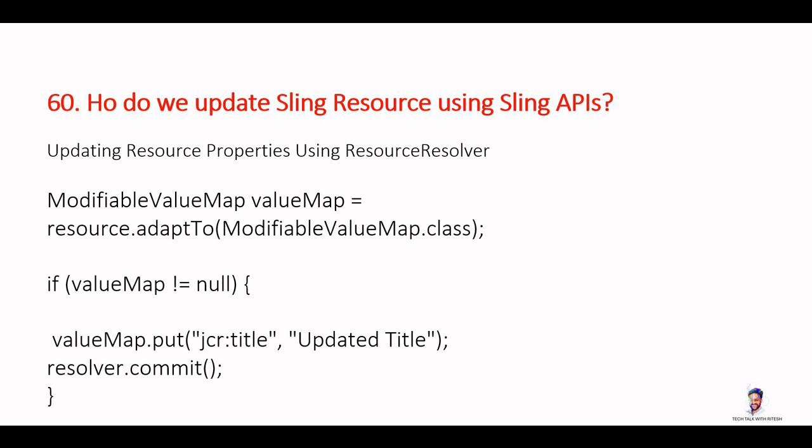Now we want to maybe update the property. Maybe jcr:title, I want to change the jcr:title. First I will adapt it to modifiable value map, right? So I have all the properties inside this value map now, and then we have a method called put: valueMap.put with the property name and whatever we want to put. And then we need to finally commit the resource resolver, then only it will persist the data. If we don't do it, then that value will not be saved.